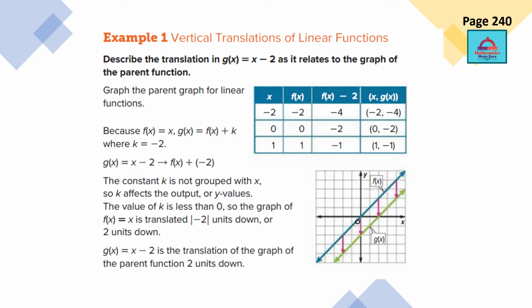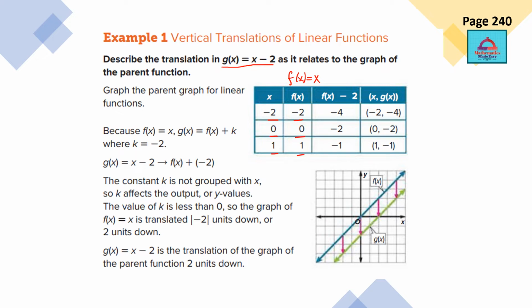Let's look at an example of vertical translation. Here, for the translation g(x) = x - 2, you need to define it as it relates to the graph of the parent function. So we take some values for x. Here we have taken 3 points: -2, 0 and 1. So f(x) is equal to the identity function, so it is going to have the same values: -2, 0, 0, 1, 1.